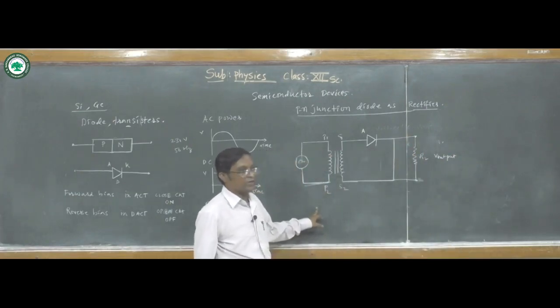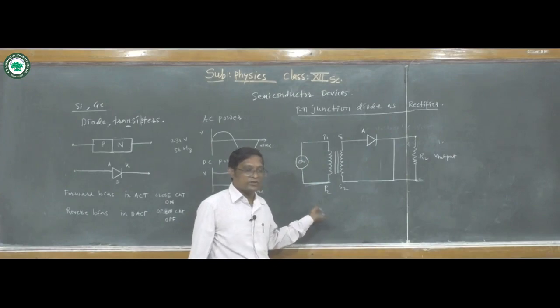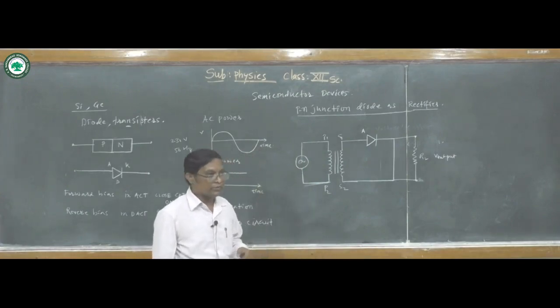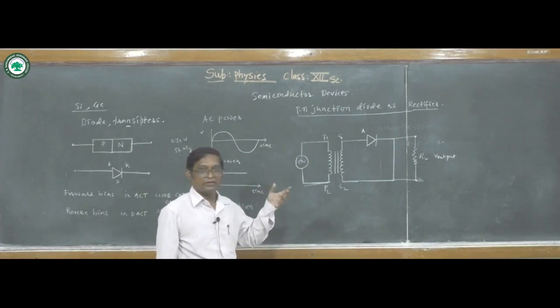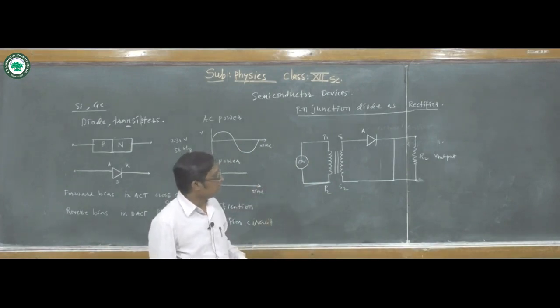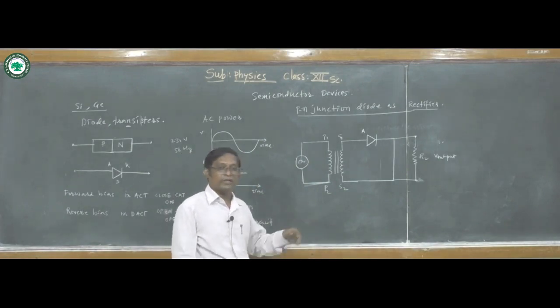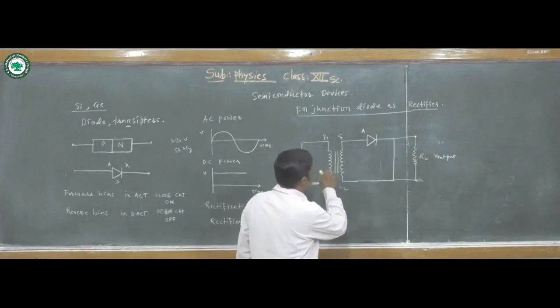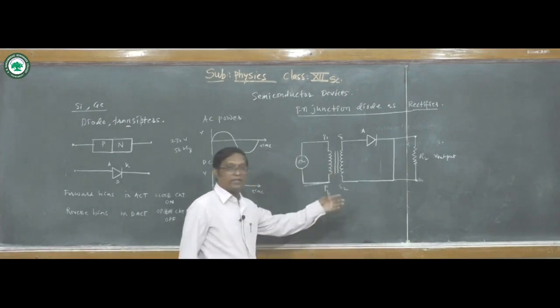Here the transformer is a step down transformer. The transformer is used to reduce the AC supply, and the second thing is that this transformer avoids electric shock to us. It reduces the voltage to the desired level.